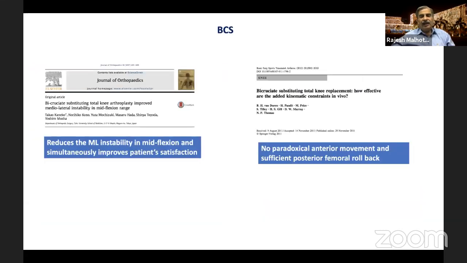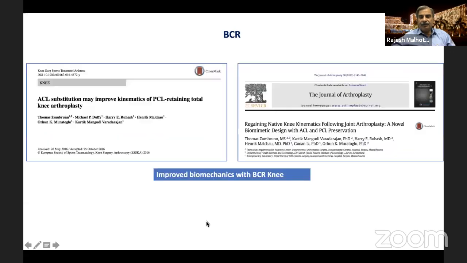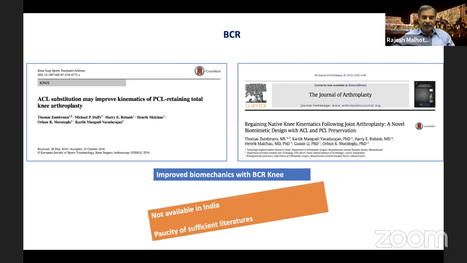So it reduces the mediolateral instability in mid flexion. You heard Jahangir say last time that mid flexion is something which is difficult to understand. But this paper claims that it reduces the mediolateral instability in mid flexion and improves patient satisfaction, with no paradoxical motions anteriorly, sufficient posterior rollback, and improved biomechanics. You heard about BCS now, with the BCR also improved biomechanics. So it's not available in India, and there's a paucity of sufficient literature. Those are the two drawbacks.